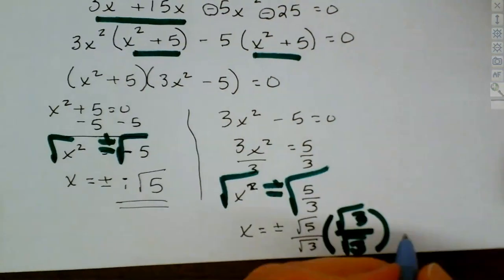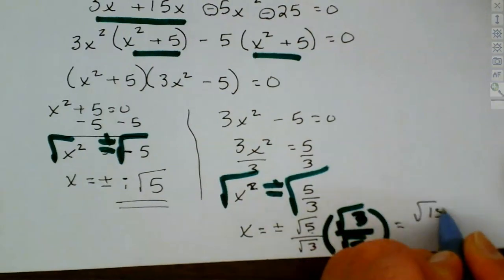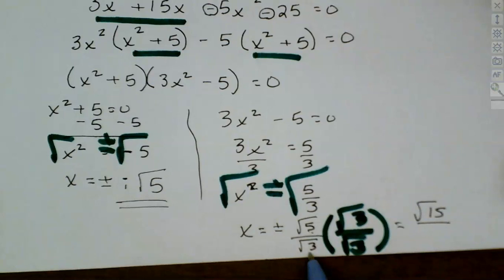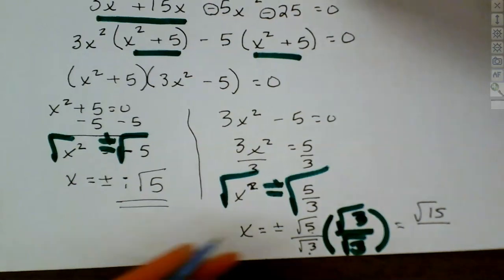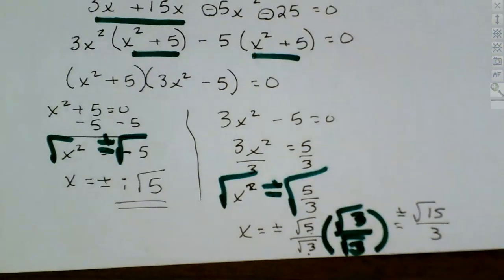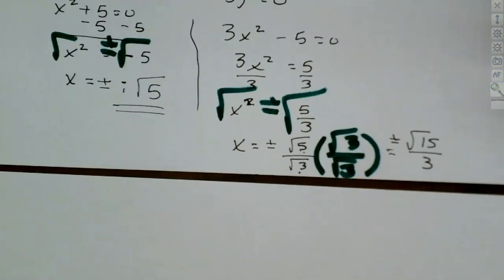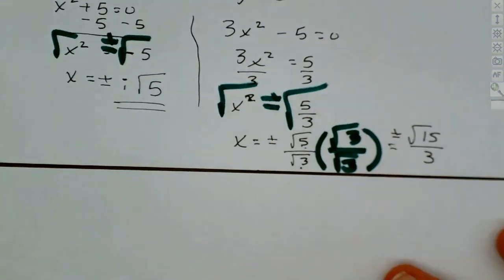And that leaves me then with 5 times 3, that's square root of 15. 3 times 3 is 9. And 9 is a perfect square of what? 3. So what does it now look like? For my final answers, we've got 4 of them. Let's write them out and see what we've got.